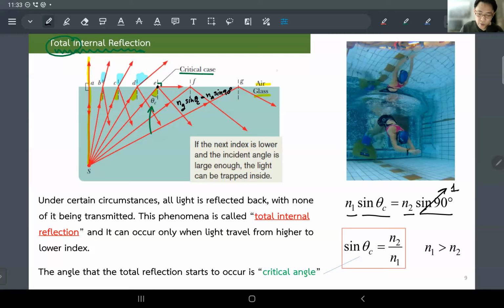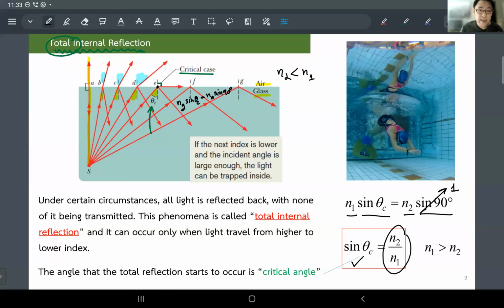And because N2 must have the value less than N1, because this condition only happens when you try to move the light from bigger N to a lower N. Yeah. So that's why this ratio will never go beyond 1, which is perfect. That's the value of the sine theta. Sine theta never go beyond 1 anyway. Cool. That is conclusion.